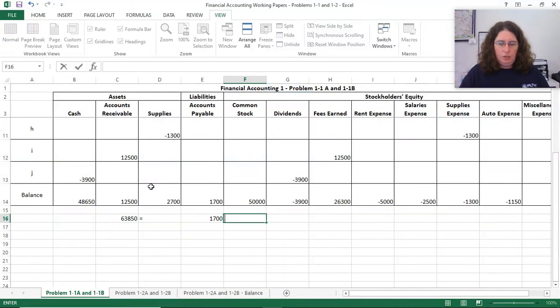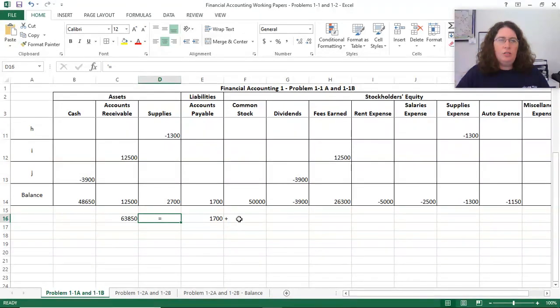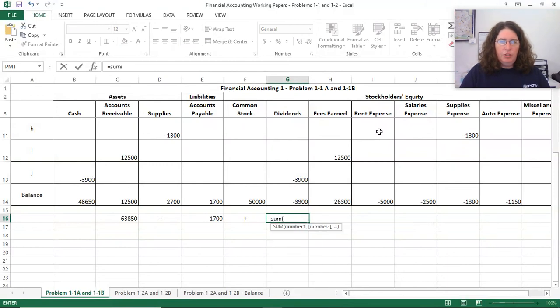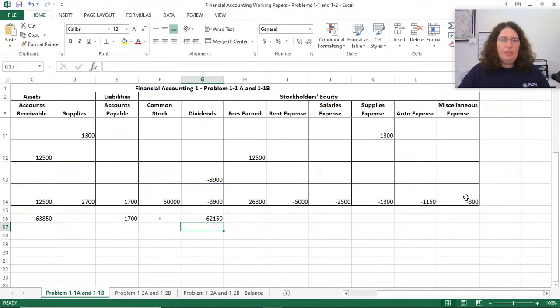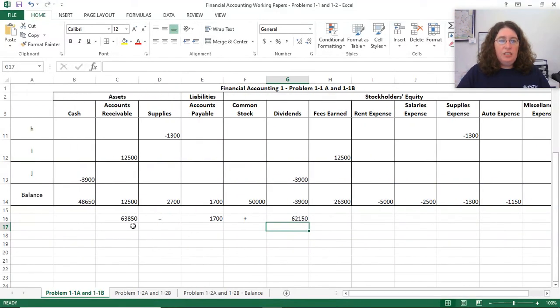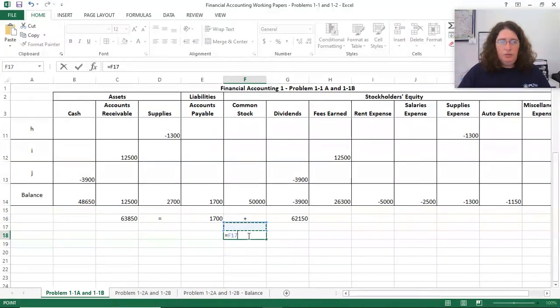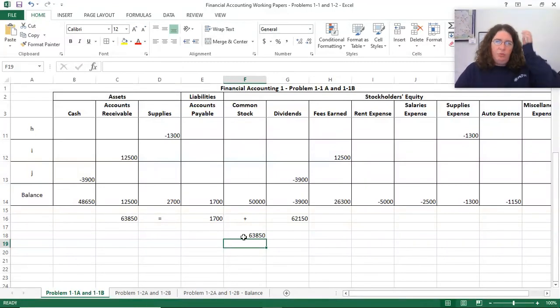Now we want our assets to equal our liabilities, which were $1,700, plus, I'm going to center these. You don't have to do all this. I'm just doing it so that you can see better what I'm doing. Our stockholders equity. And again, I'm going to use that sum feature. Stockholders equity starts at common stock, goes all the way down to my expenses. So here's my question. Does $63,850 equal $1,700 plus $62,150? I don't know. Let's find out. Yes, it does. My equation is in balance at $63,850.